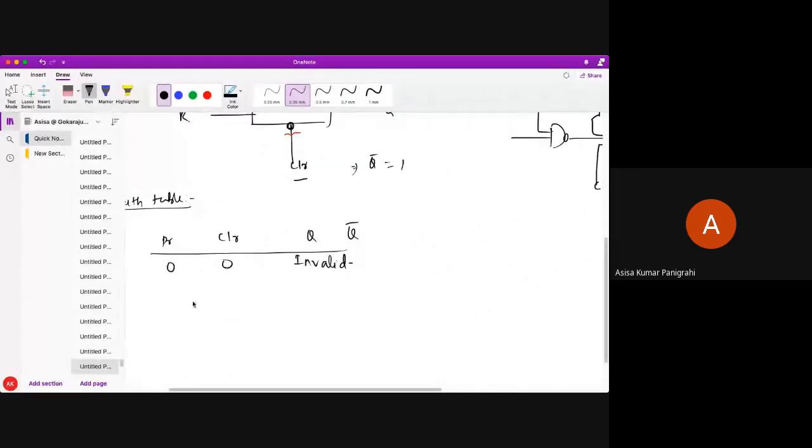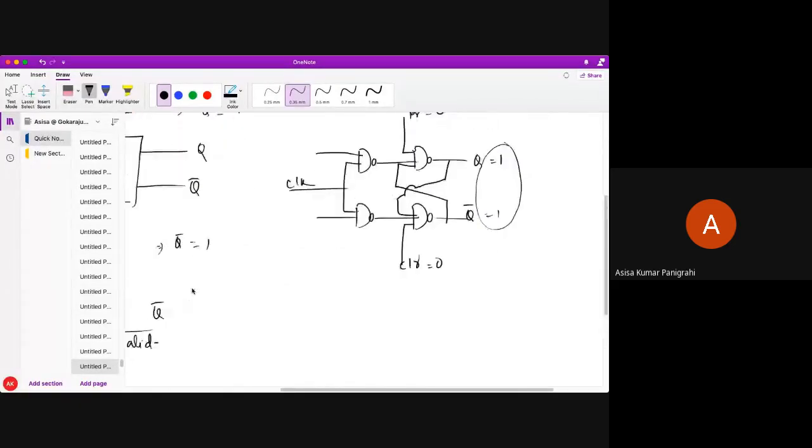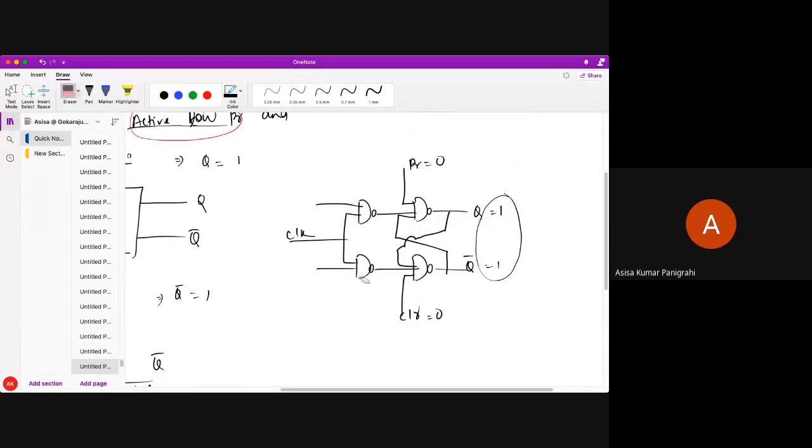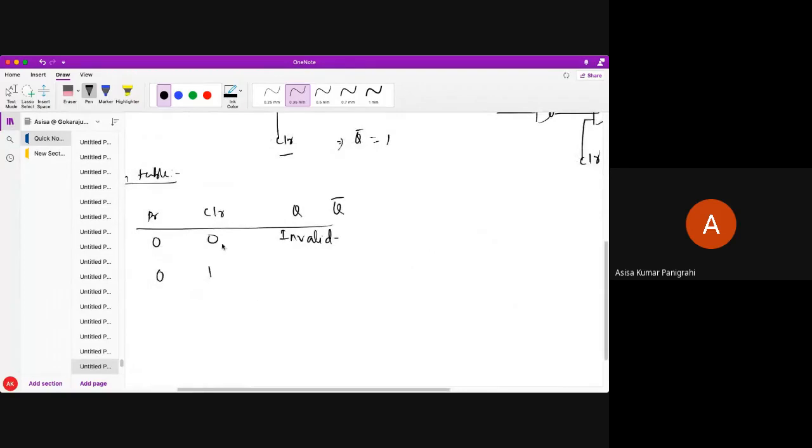Now preset is 0 and clear is 1. What will we get here? If preset is 0, obviously we get Q equal to 1, because preset is active low: if you give 0 as any input to this NAND gate, it will make the output 1. If Q equals 1, obviously Q bar is 0. So we got the set state.